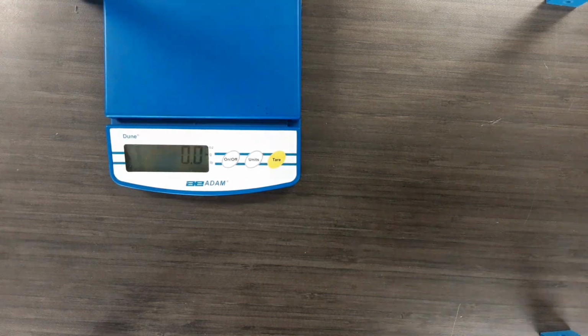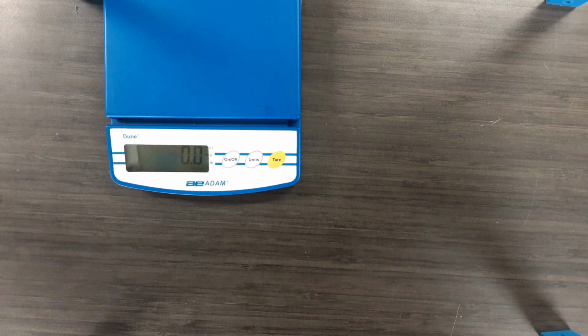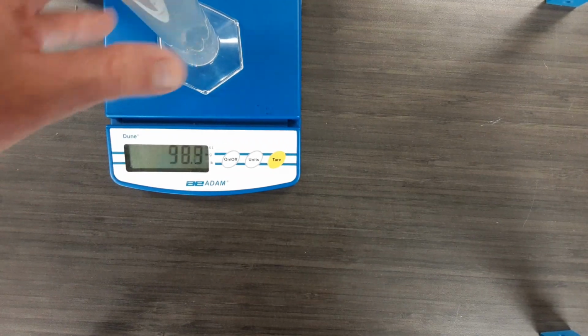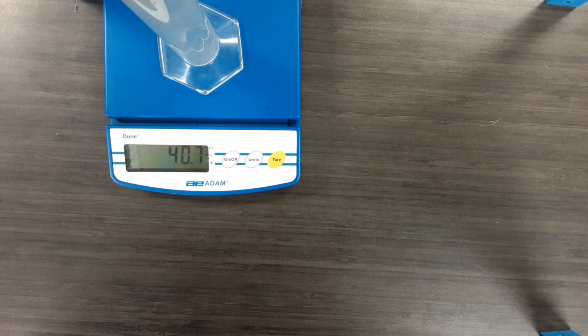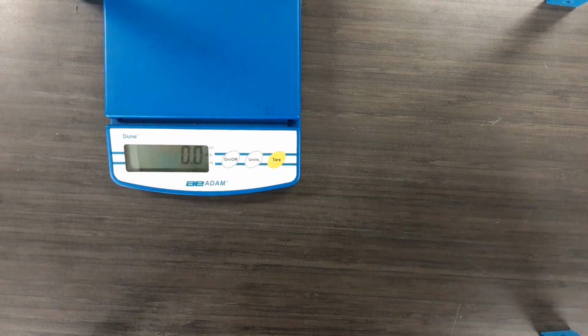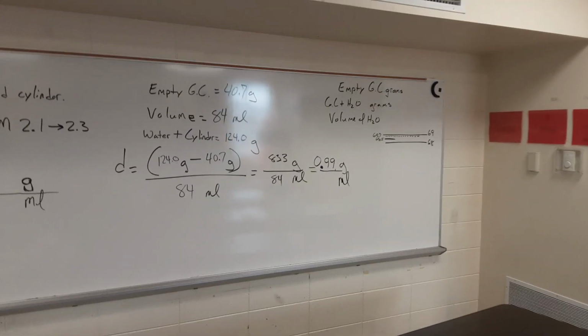We'll look at an example on the board. We took that same cylinder, dumped the water out, and got the empty mass. We subtracted the two to find the mass of the water. And so here's one example.